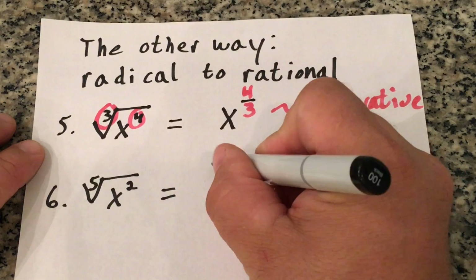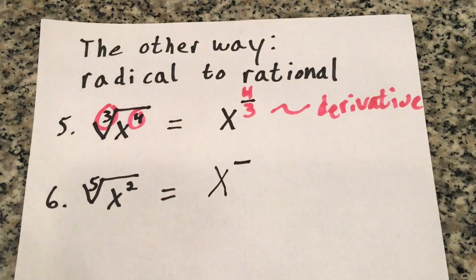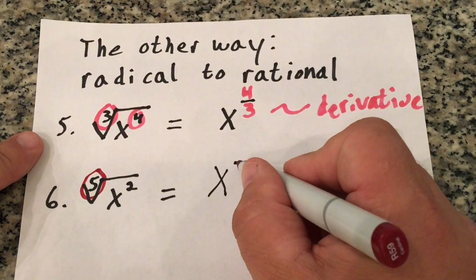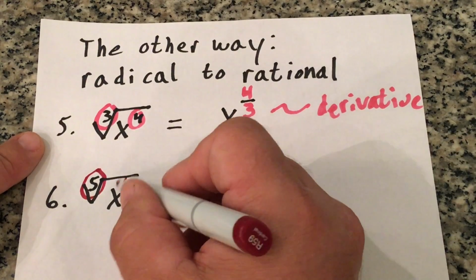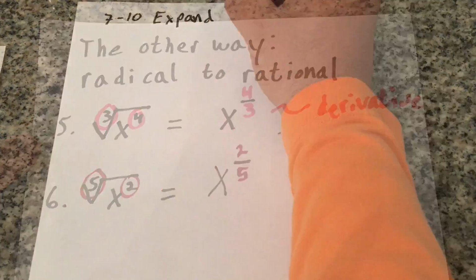I'm going to rewrite this as x to some fractional exponent. And then let's take a look. Notice that the 5 is in the bucket. So what's in the bucket, what's in the index goes on the bottom, or the denominator. And then this exponent is going to be my numerator. And that's it.